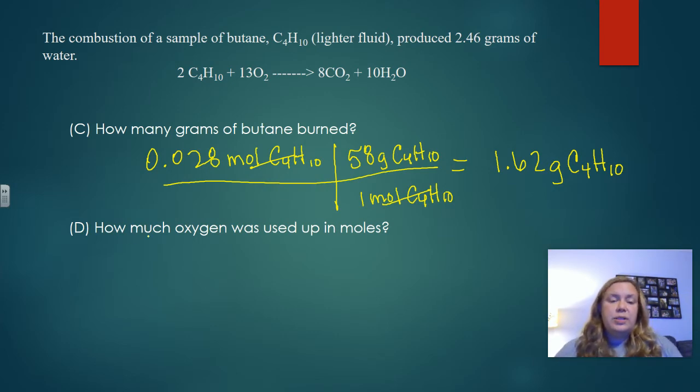Now, what I want to do at this point is, we've worked with butane already. We've worked with water. Now let's work with oxygen. Oxygen is written as O2 because it's diatomic within our balanced chemical equation.